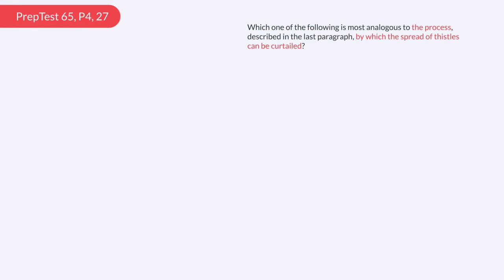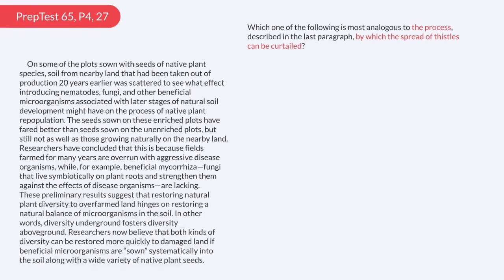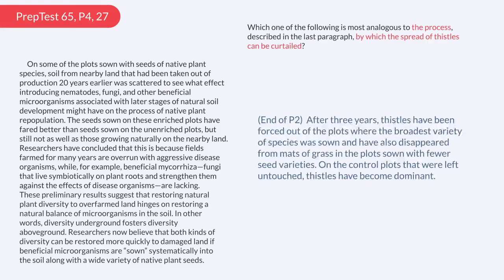We're being asked about the process by which the spread of thistles can be curtailed. That's kind of confusing because they say that this is described in the last paragraph, but thistles do not appear at all in the last paragraph. So what is that code for? The end of the second paragraph suggests that curtailing the spread of thistles is sort of the same as getting the native plants to grow.